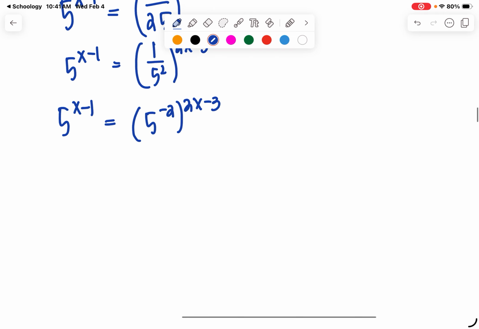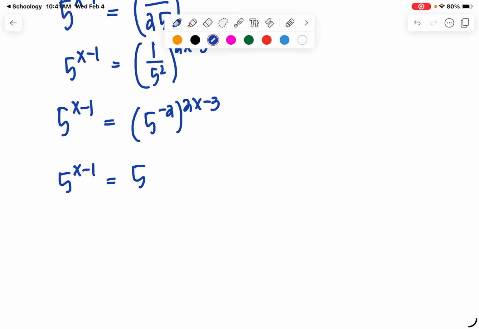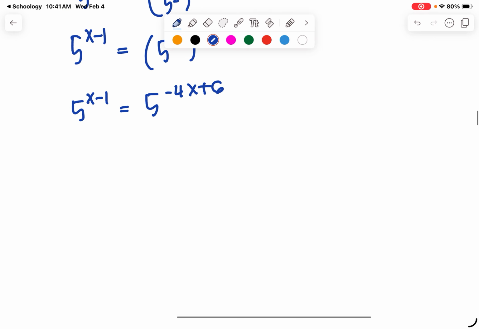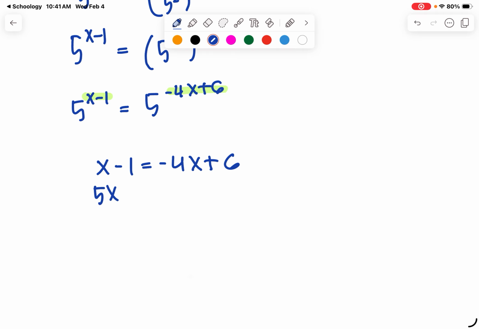So now we have a power to a power, so we can keep our base and multiply our exponents. 5 to the negative 4x plus 6, and then now I have the same base, so I can set my exponents equal to each other. So we have x minus 1 is equal to negative 4x plus 6. Add 4x to both sides, that's 5x. Add 1 to both sides, that's 7. Divide by 5, and we get x equals 7/5.